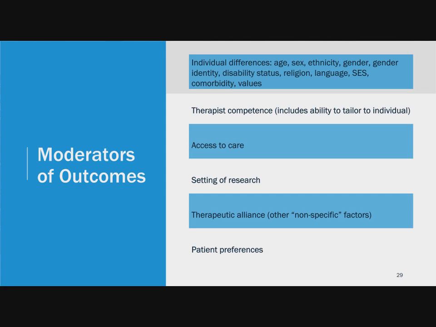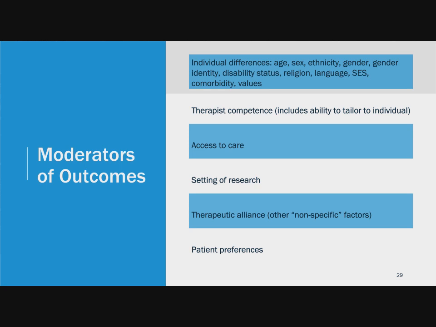Okay. So as was initially indicated by Dr. Halfon, we were as a panel very interested in moderators of any of these outcomes, in particular with adults, but also the other 2 age cohorts. So for example, the literature tends to be very limited in our ability to look at differences in age, sex, ethnicity, gender identity, disability status, religion or spirituality, actual language, socioeconomic status, comorbidity with other psychological disorders or other medical disorders, as well as values.